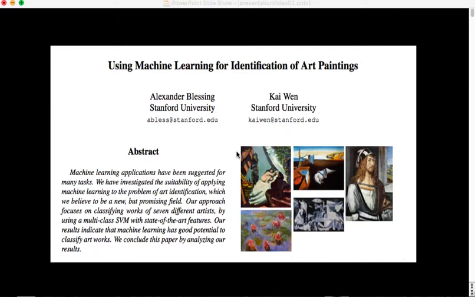Here we are going to discuss how to use machine learning to identify art paintings by artists, based on ideas in a paper done by Stanford undergraduate students in a computer science class.